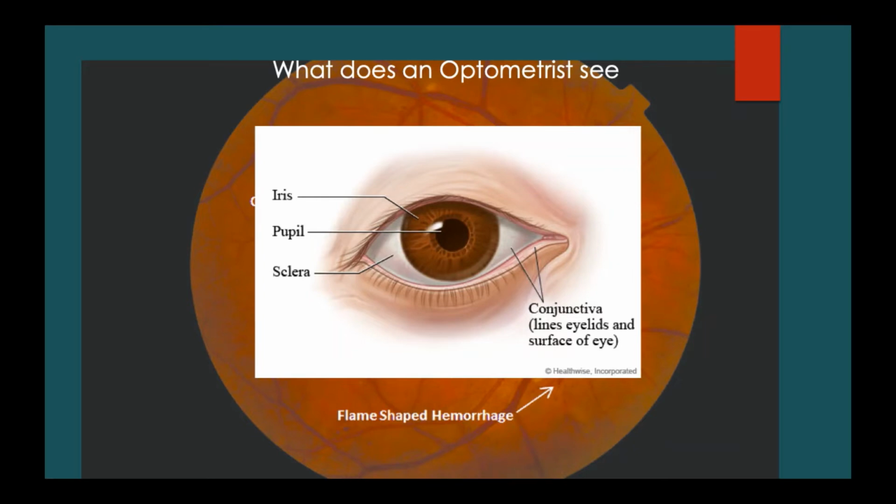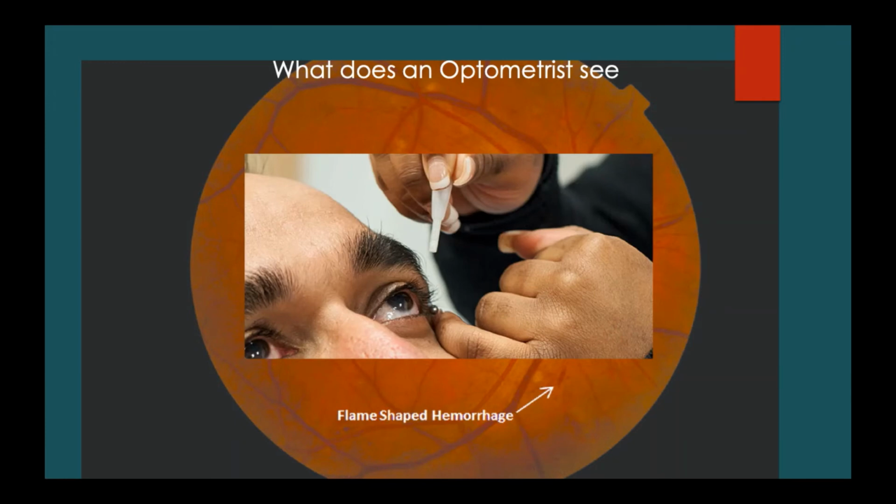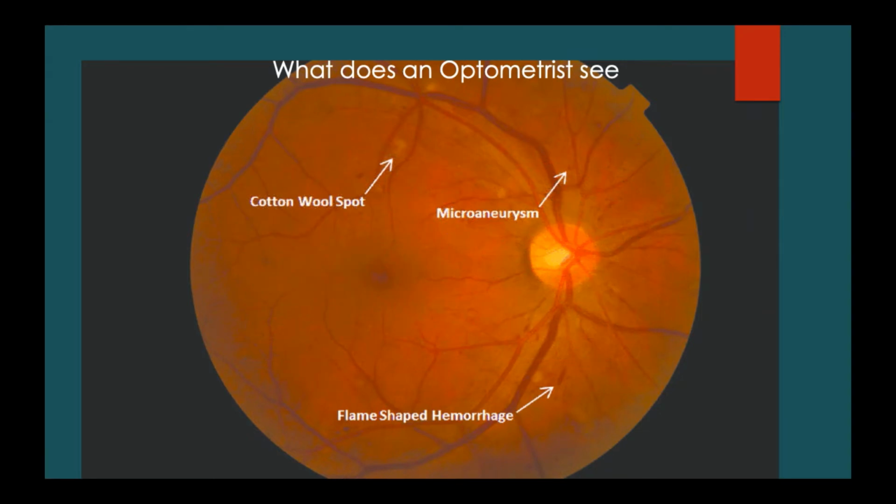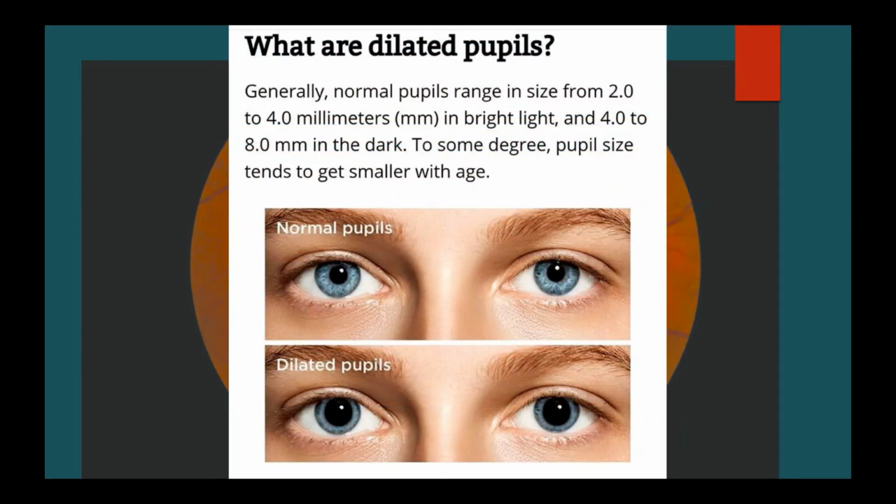And for that reason, we have to put in those horrible drops that nobody likes because they sting as well, and they take 20-30 minutes to function and to fully dilate your eyes. So what are dilated pupils?